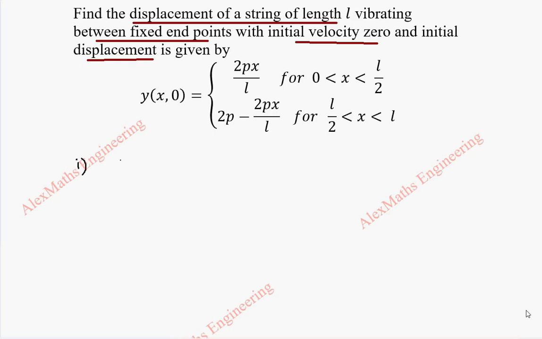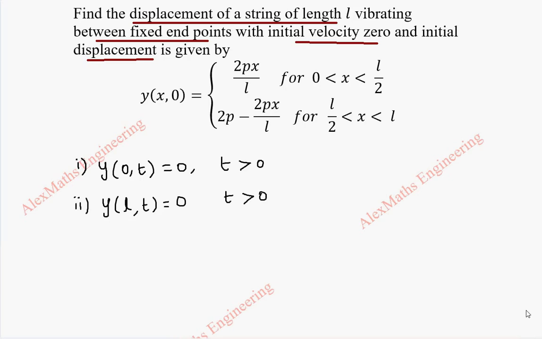First condition is we have a fixed end. So displacement at x is 0 for all t is 0. That is, whenever t is greater than 0, the displacement is 0 at x equals 0. In the same way, the displacement when x is L, the other end, is also 0 for t greater than 0.